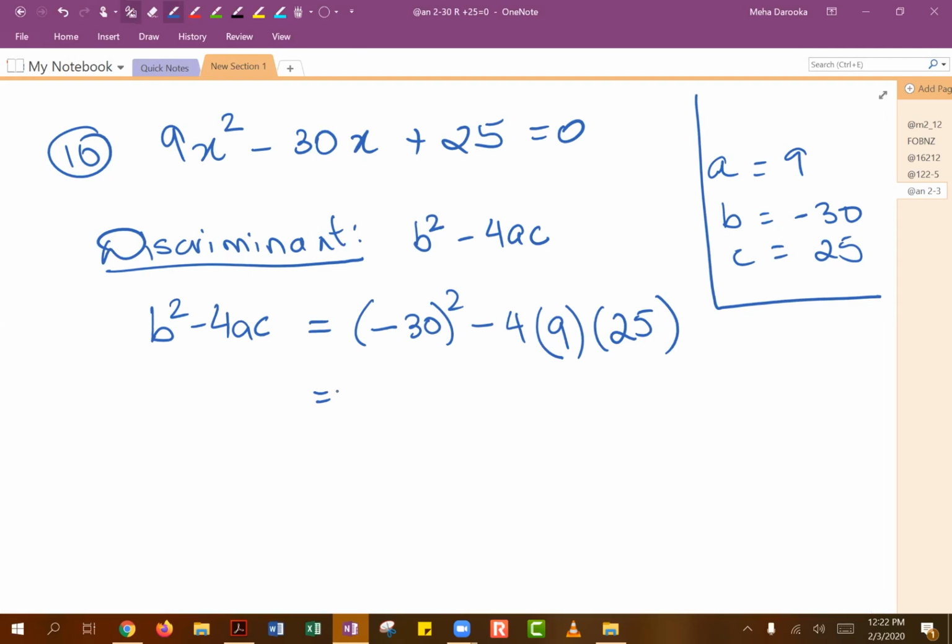Yeah, this 3 times 3 is 9, and then put 2 zeros on that. Minus 4 times 9 times 25. 900. So this means your discriminant value is coming out to be 0. So remember what that means.